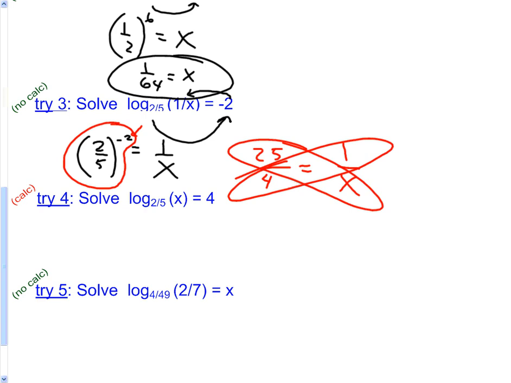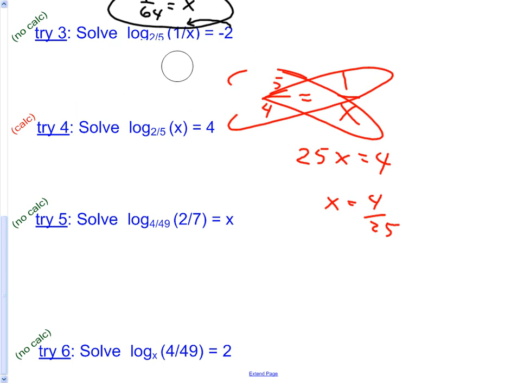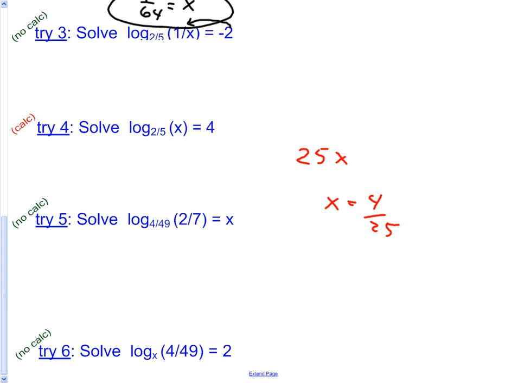So 25x equals 1 times 4. And so x equals 4/25. If I asked you for that as a decimal, you could change it to hundredths pretty easy, right? How many hundredths would that be? And times by 4 on the top and the bottom would be 16 hundredths. So 0.16. All right, next try number 4, and notice it says in red here calc on number 4. So you'll want your calculator for this one. If you haven't already, get that out.